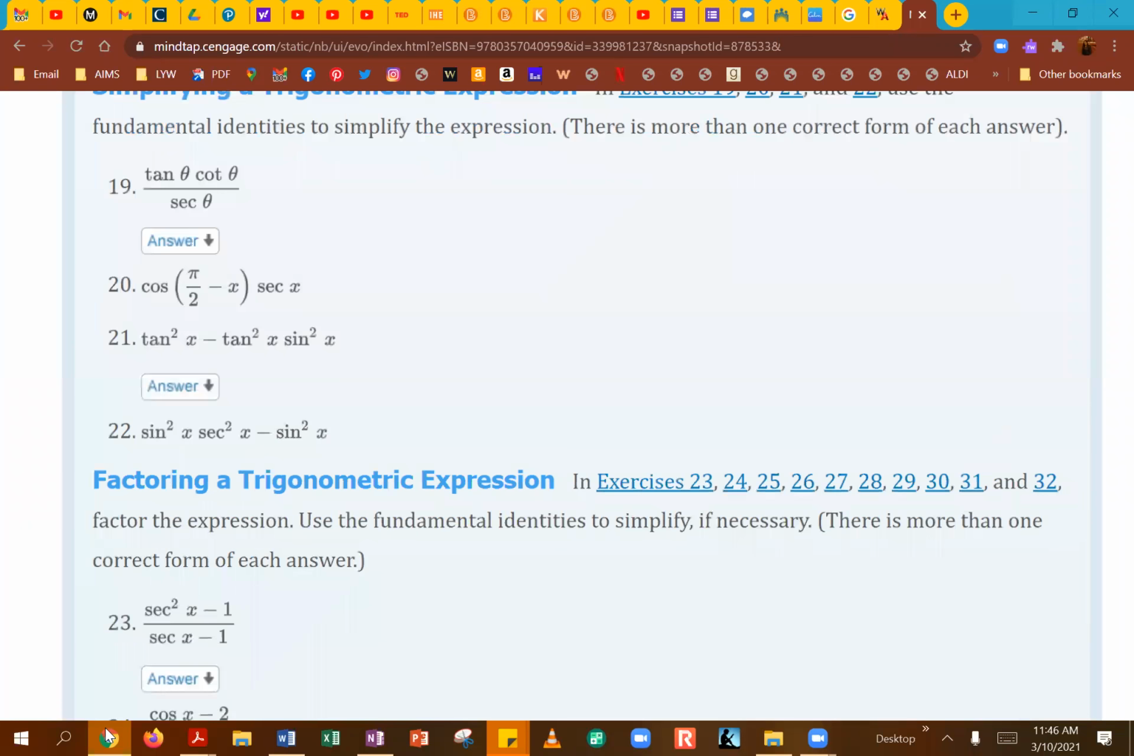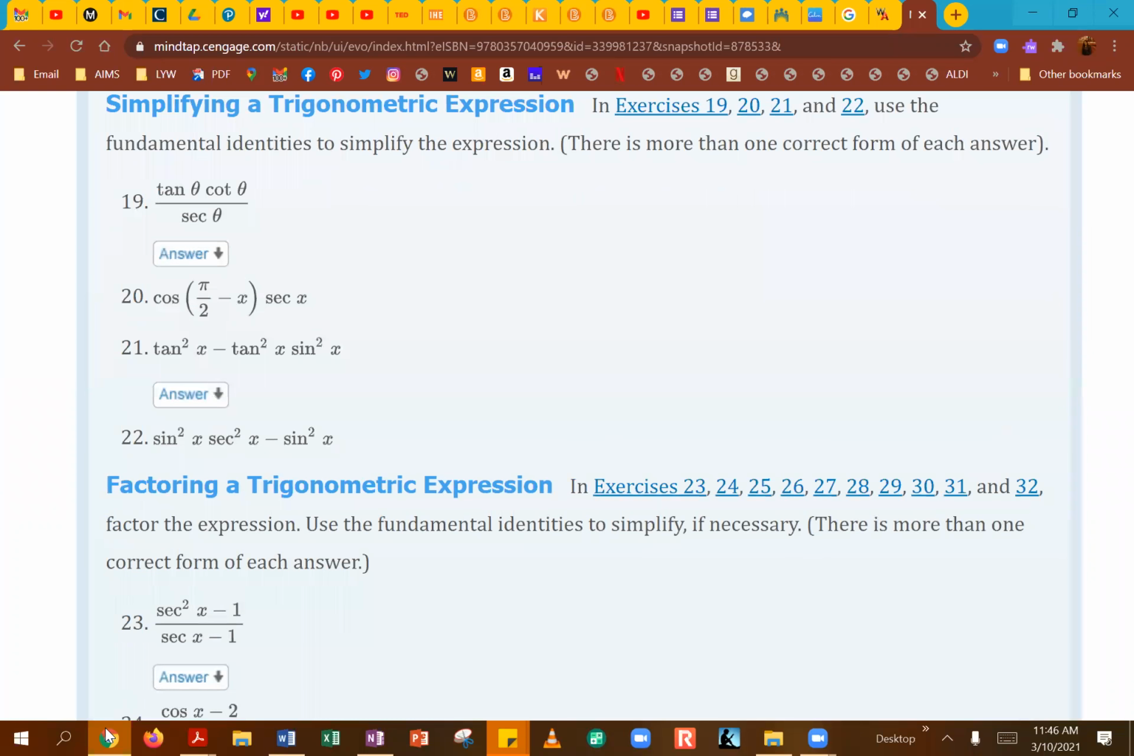So we are looking at number 22 over here. They're saying use the fundamental identities to simplify the expression, and as you can see, they are telling us there is more than one correct form for each answer. So, it will really depend on you individually, which fundamental identities you end up using and how you are thinking about breaking this down. So, just keep working with these examples and you'll start feeling more comfortable with them. So let's go ahead and write this guy down.